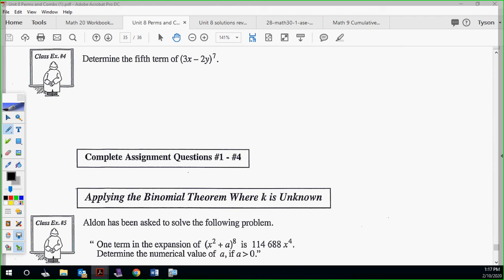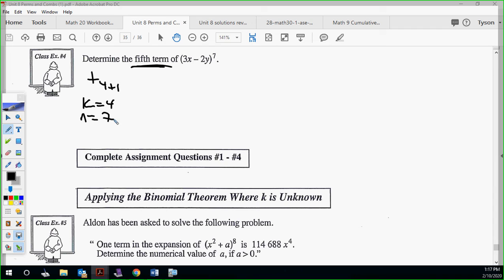Okay, determine the fifth term. So we want the fifth term. I want t of 4 plus 1. So that means my k is 4, my n is 7, and my, see, the fifth term, I mean, that's all we need, actually.